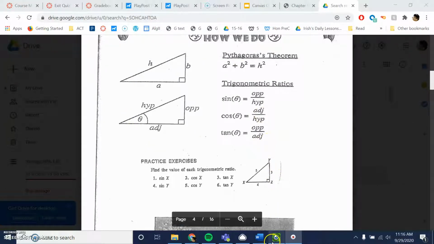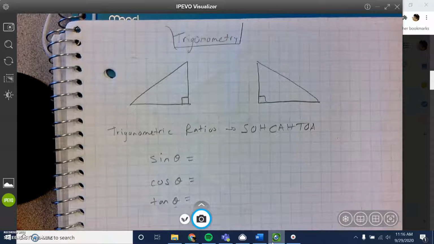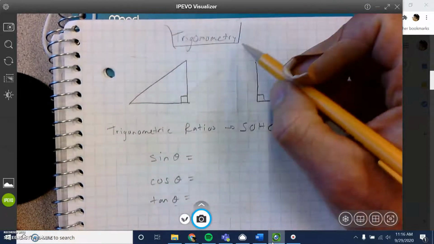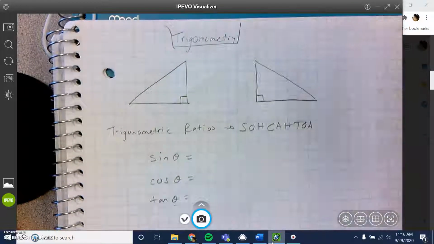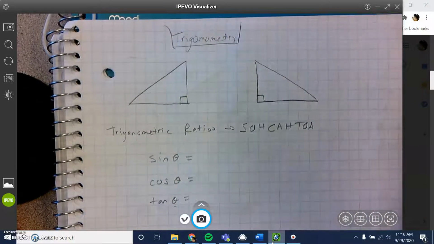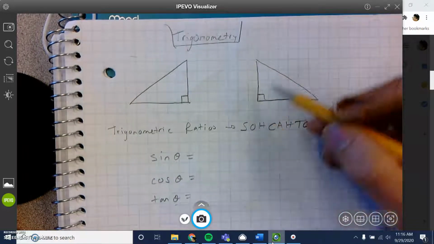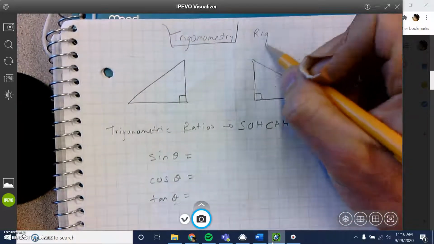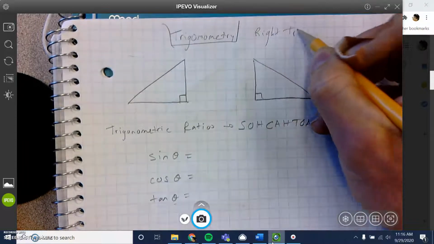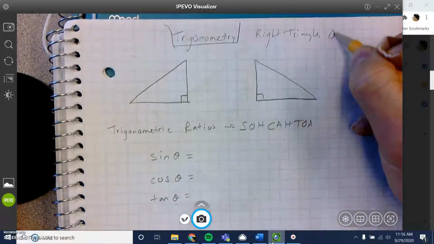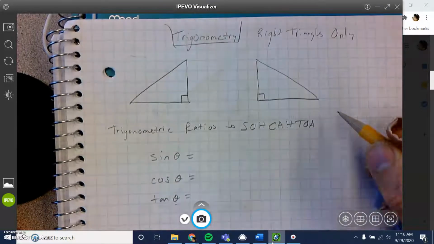So trigonometry, first thing, has to do with right triangles. If you don't have a right triangle, as of now, you cannot use these trigonometric ratios we're about to talk about. So right triangles are very important. Only right triangles only.